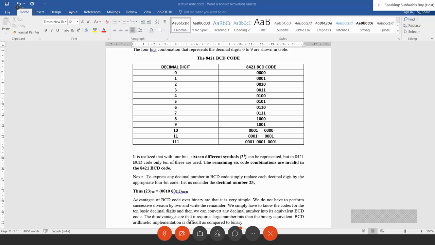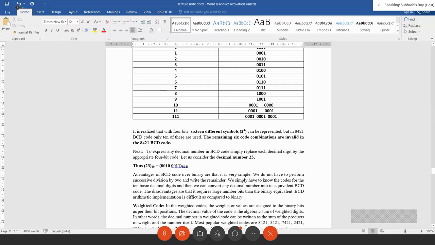The disadvantages are that it requires a larger number of bits than the binary equivalent, and BCD arithmetic implementation is difficult as compared to binary. So yeah, I will show you this thing in the next chapter.